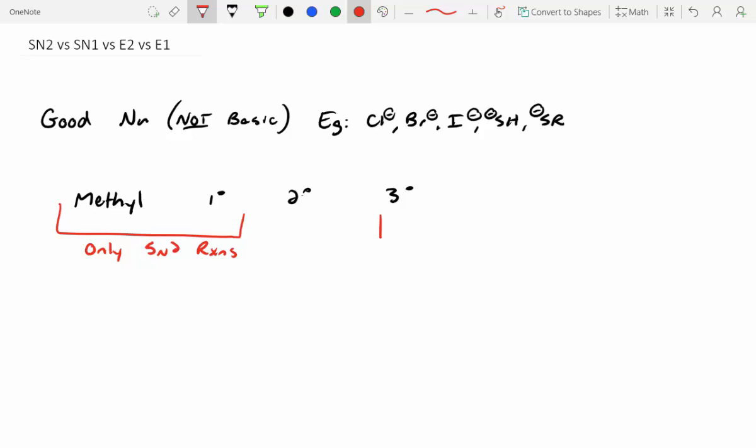And we said if you've got a tertiary carbon, that backside's super duper blocked, can't do SN2, sterics are getting in the way. So this will only do SN1 reactions. Secondary carbons, we said, are kind of the wild card. They can do either.